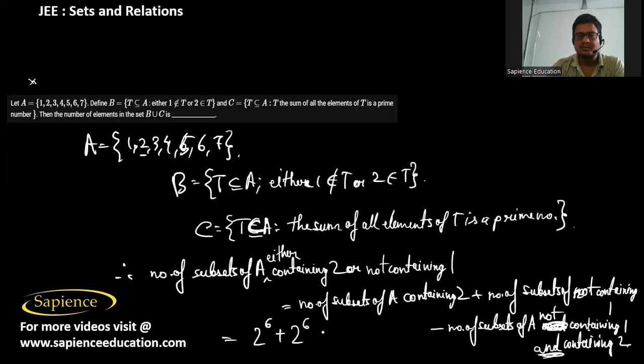So that will also be 2 power 6, minus the number of subsets of A not containing 1 and containing 2. So these two, we should not take 1, and 2 we should take. So we have got 5 options. So the number of subsets will be 2 power 5.